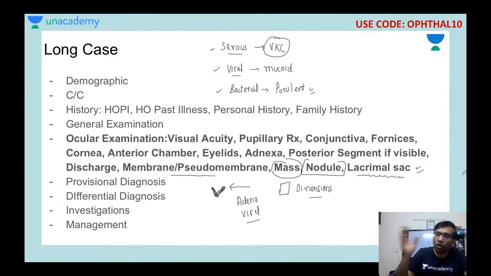Then on all this, you tell the patient, or you tell your examiner, what is your diagnosis. So you say, sir, on all this I make a diagnosis of uveitis here. On all this I make a provisional diagnosis of scleritis here. I make a provisional diagnosis of foreign body here. Then the examiner would ask you what is your differential diagnosis.